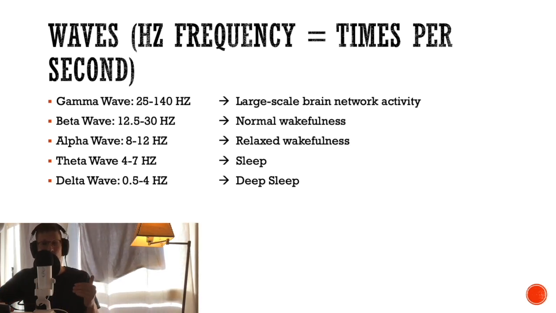Now, the amplitudes are also different for these waves. Delta waves, for example, for deep sleep are usually a higher amplitude, and so are theta waves. So the frequency becomes lower, but the amplitude becomes higher.